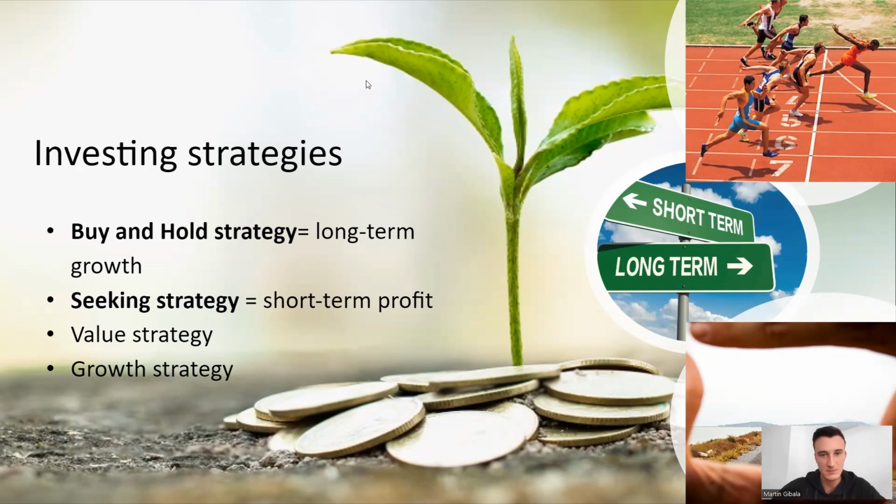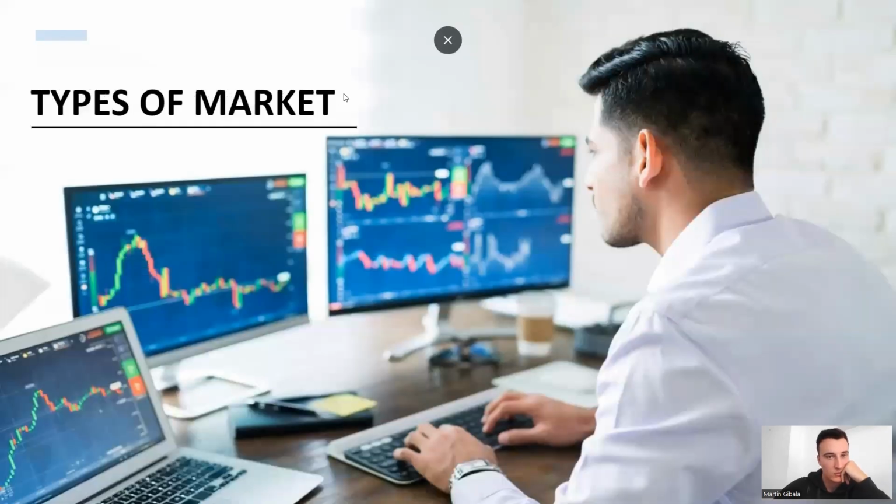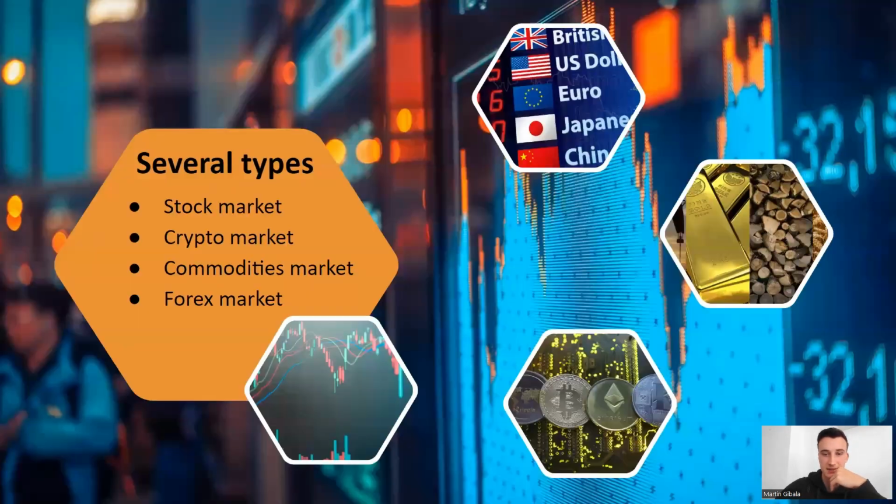So now, okay, you say, okay, we understand what investing is. You can choose your strategy. And now we're gonna go to the types of markets. So you can choose in which type of market you want to invest. Here are several types. There are many more, but I chose to describe these four because they are the most well-known and kind of mainstream markets.